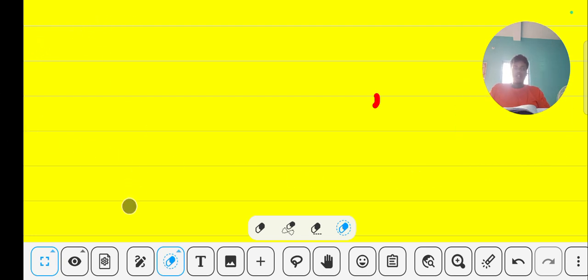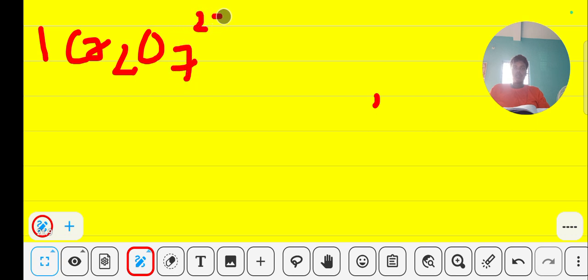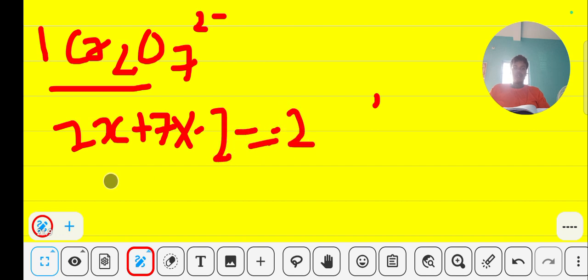So let's do some examples. The first example is Cr2O7 2-. We have to calculate the oxidation state of chromium. Let it be x. So 2x plus 7 into -2 is equal to -2. So x is equal to +6.